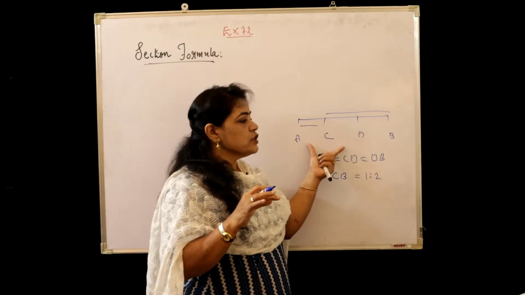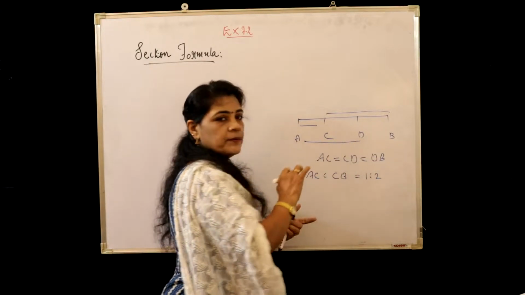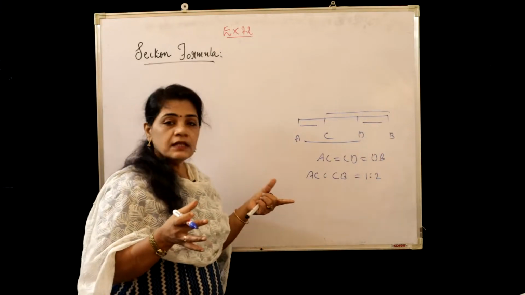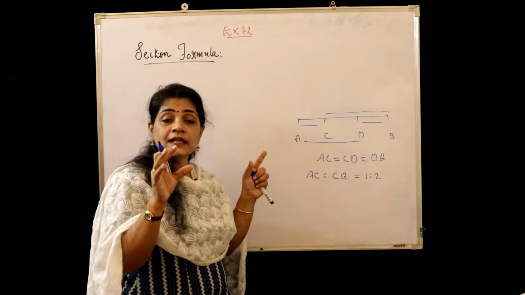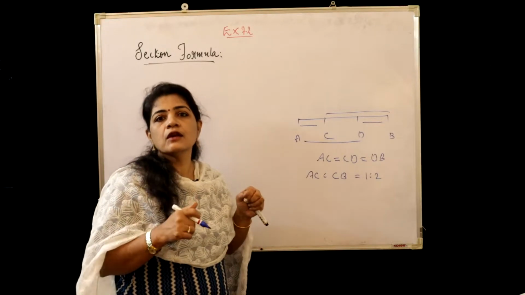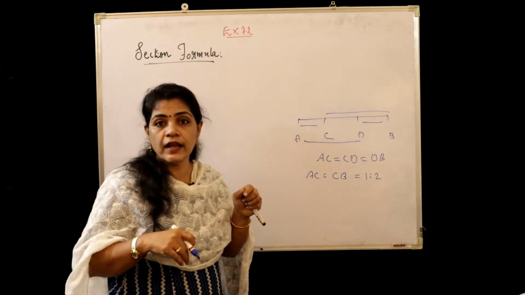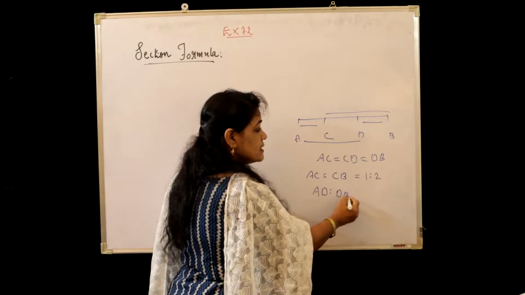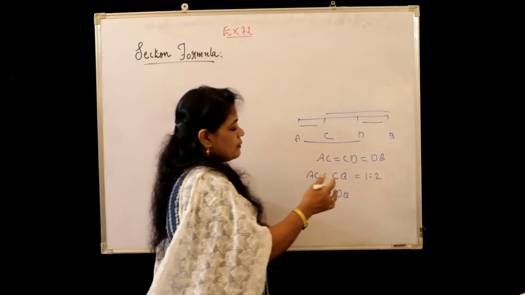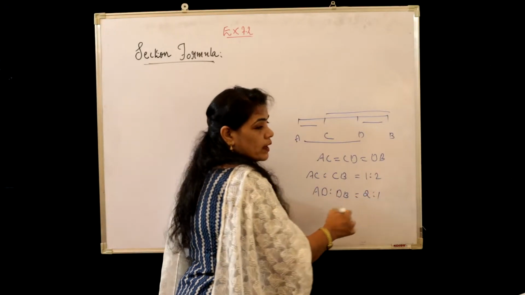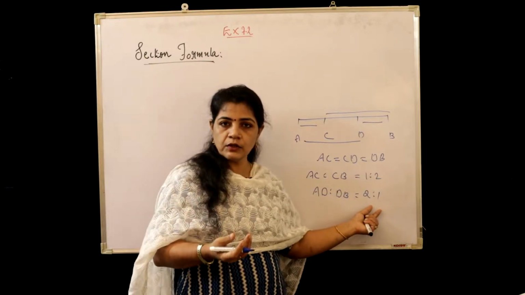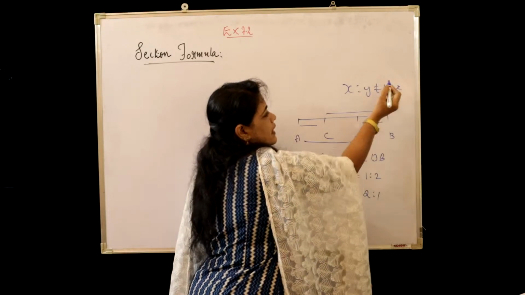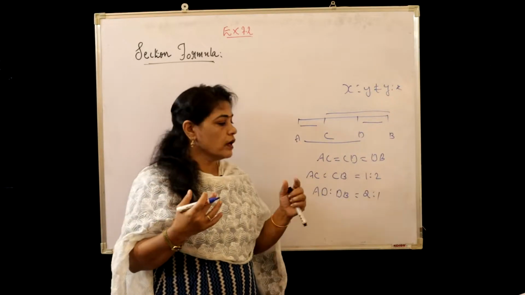Suppose we need the ratio of AD and DB. This AD is made of 2 equal parts out of the 3 equal parts, so 2 goes for AD. If we need the ratio of AD is to DB, you have to write this as 2 is to 1. Can you say that 1 is to 2 is equal to 2 is to 1? Of course not, children. X is to y is not equal to y is to x, x by y is not equal to y by x. So you have to consider them separately.